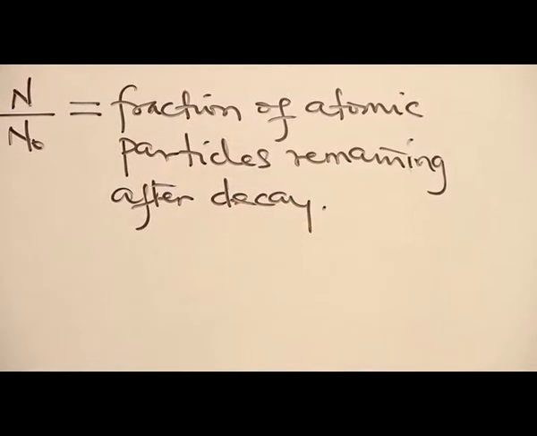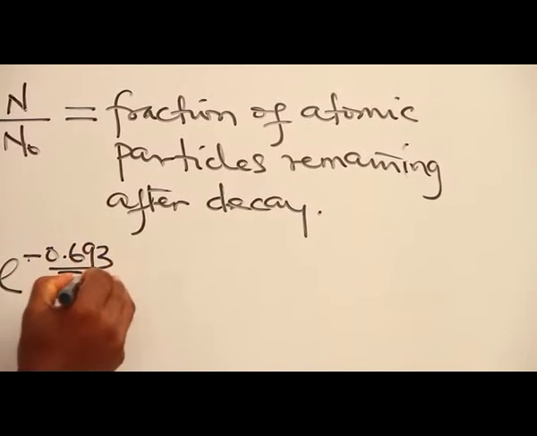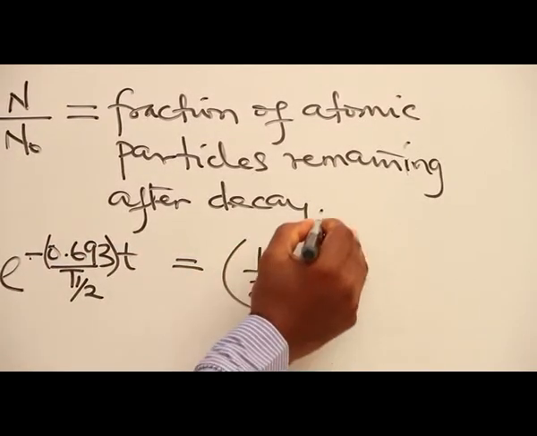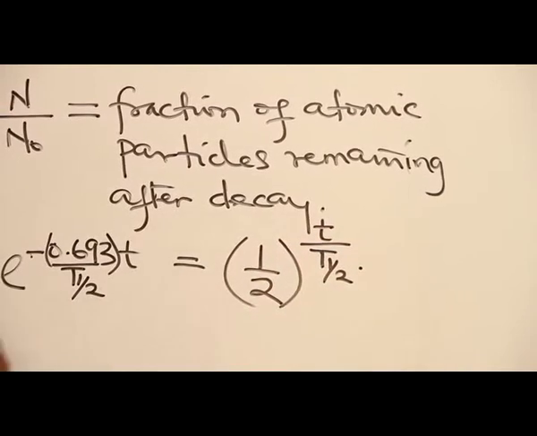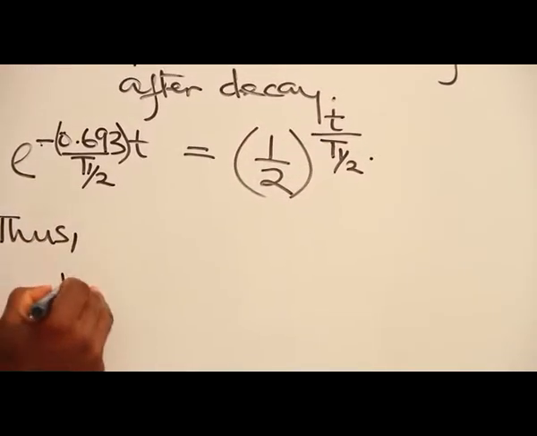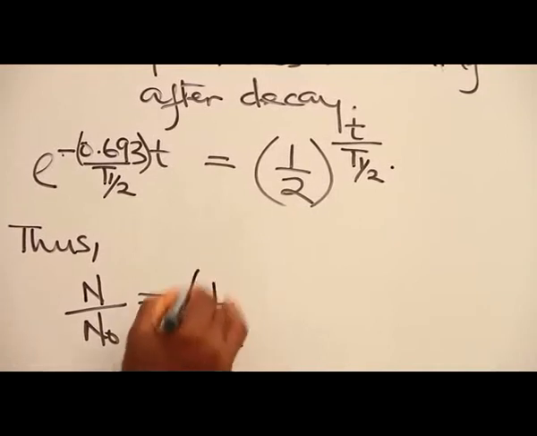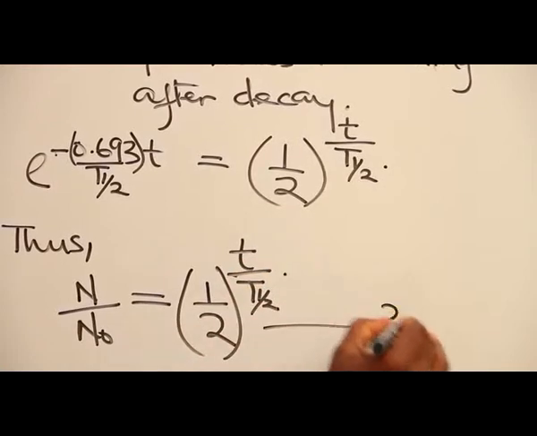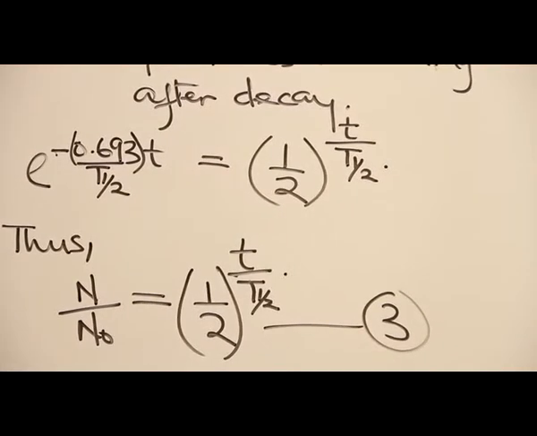The right hand side of the equation, by simple knowledge of mathematics, will give half raised to power total time for decay divided by the half-life. Thus, we have a very important equation that the fraction of the element remaining after decay is equal to half raised to power total time divided by the half-life. This is equation 3, which we will use very soon to solve problems on radioactivity.